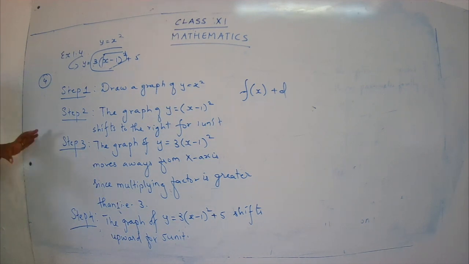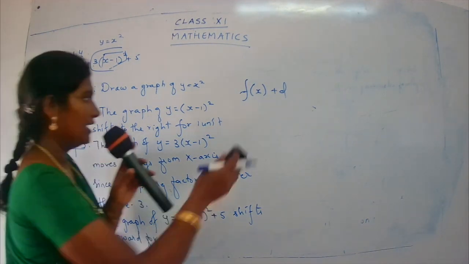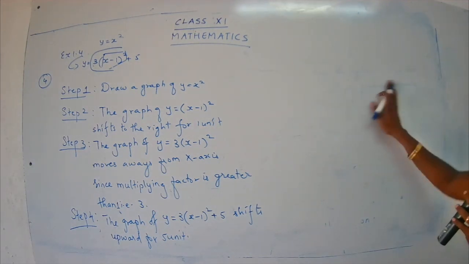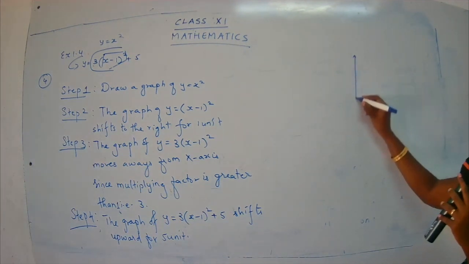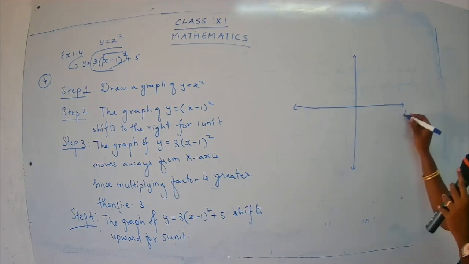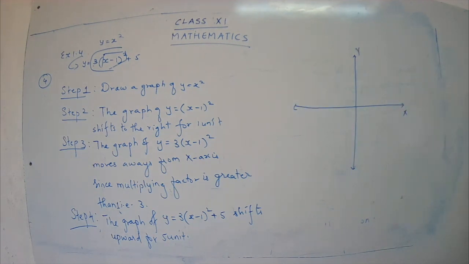I hope you are clear with the steps. So we have used translation, and also we have used dilation over here. So 2 different transformations were done over here. So let's see the graph of y is equal to 3 times x minus 1 the whole square plus 5. So you have to take your scale and your pencil and draw a graph over here. Let's start with the graph. So draw an x-axis and a y-axis, X, Y.